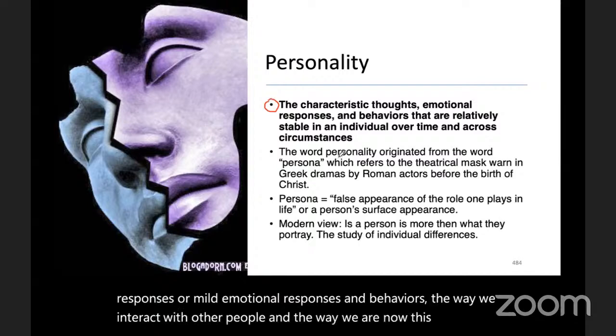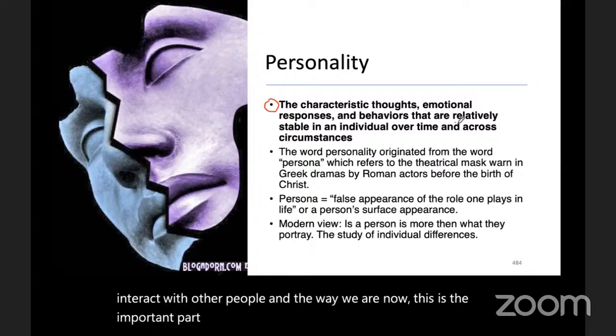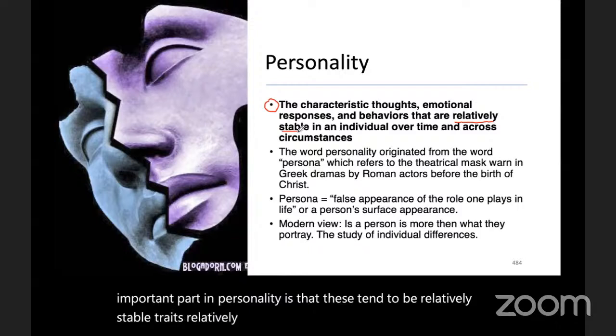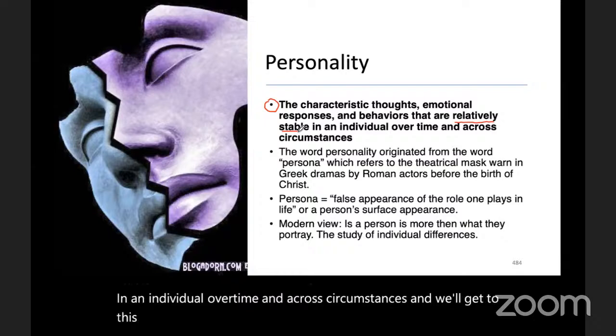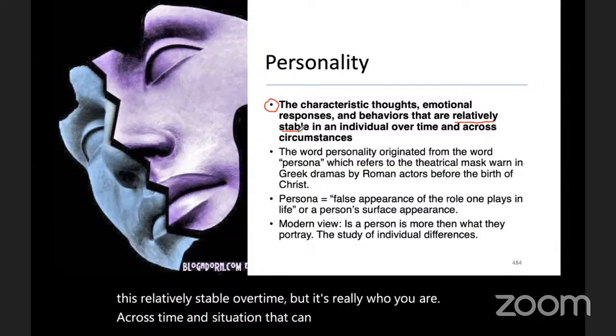Now, this is the important part in personality, is that these tend to be relatively stable traits, a relatively stable way of being in an individual over time and across circumstances. We'll get to this relatively stable over time, but it's really who you are across time and situation that can be differentiated from other people.